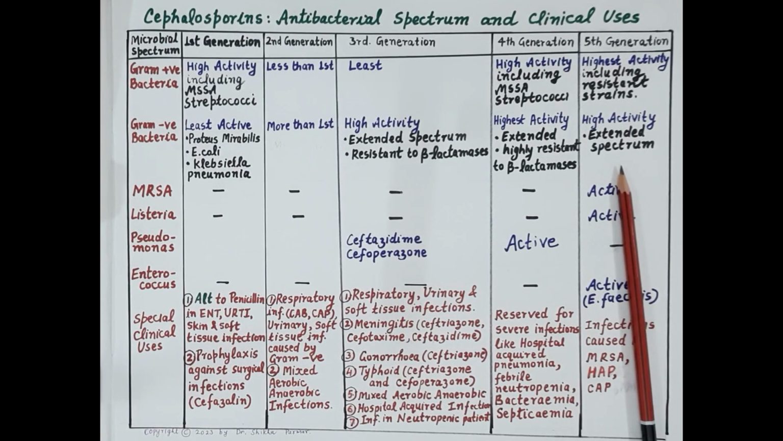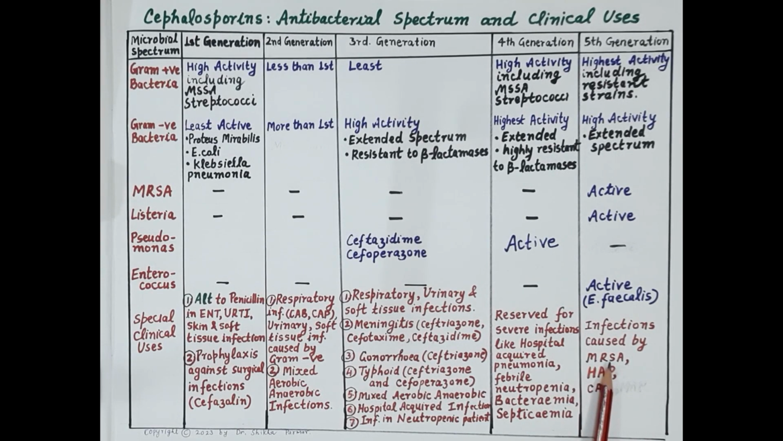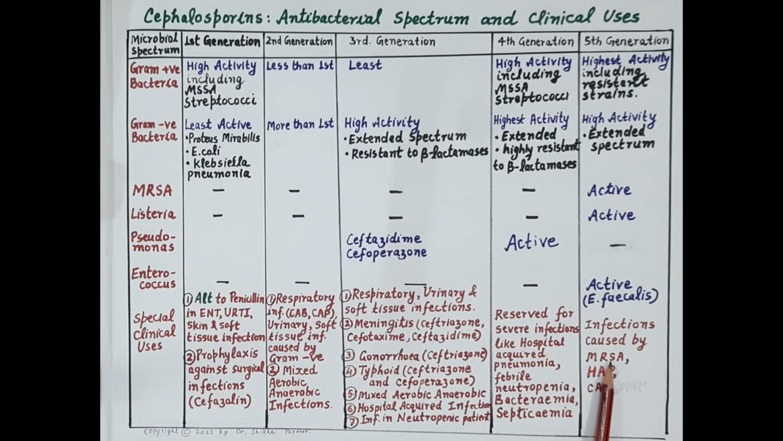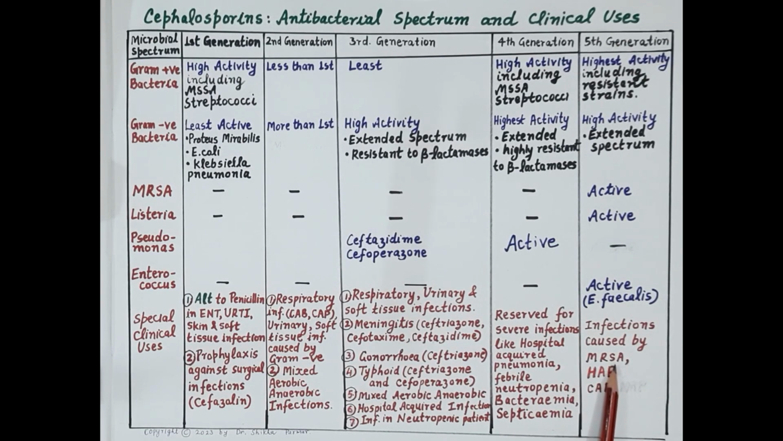So, ceftaroline is used for the treatment of methicillin-resistant Staphylococcus aureus infection. Ceftaroline is also effective against resistant Streptococcus pneumoniae. So, ceftaroline is used in the treatment of hospital-acquired pneumonia and community-acquired pneumonia.